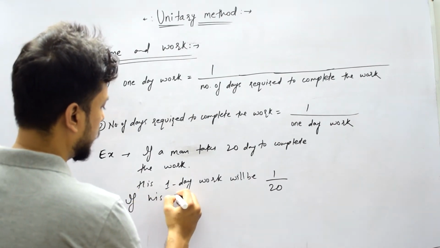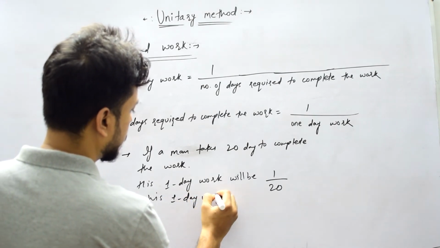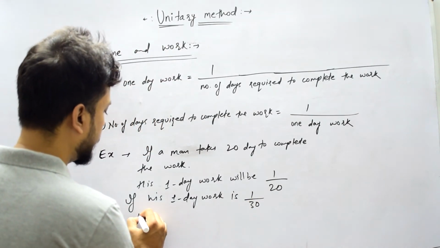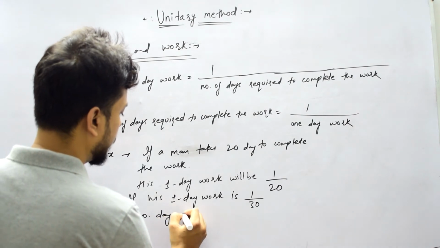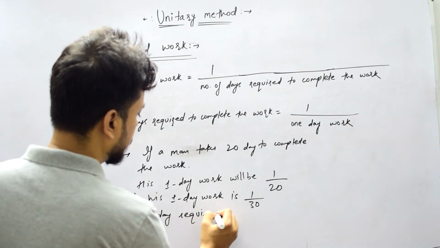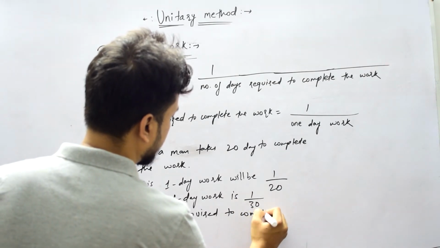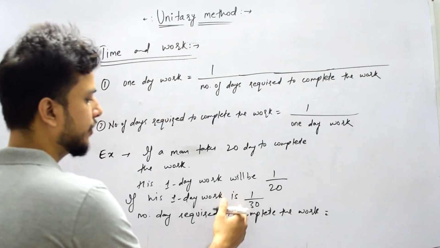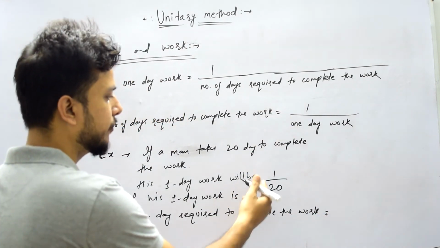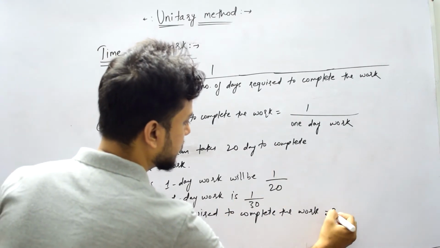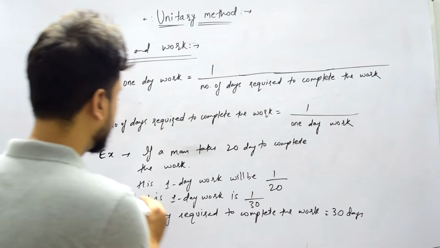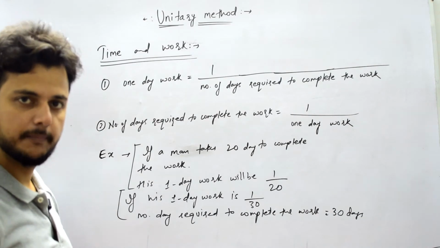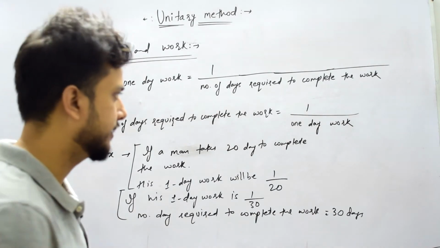Similarly, if his 1 day work is, suppose, 1 by 30, then the number of days required to complete the work will be the reciprocal of 1 day work, that is 1 by 1 day work. So 1 day work is 1 by 30, its reciprocal is 30 days. Understood? These two things are very important in this chapter, so be careful to solve all the questions. Now let us see some questions and try to understand it.